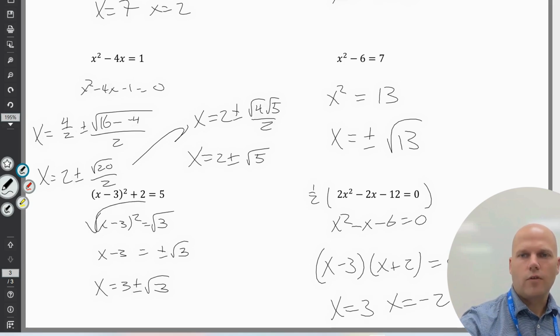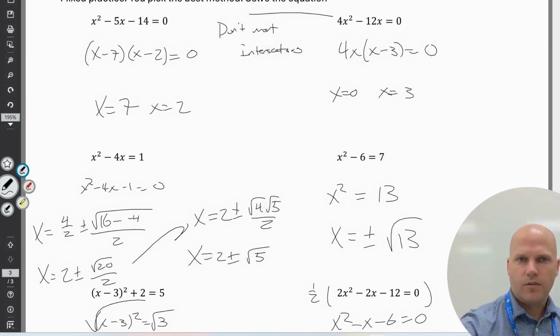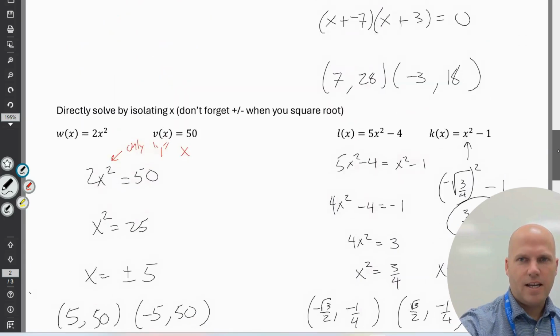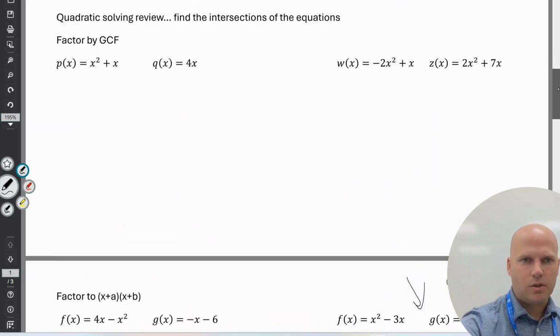Okay, so sorry for the errors in the homework. Let me fix that on the original document. That needs to be a -15. That needs to be a +21.